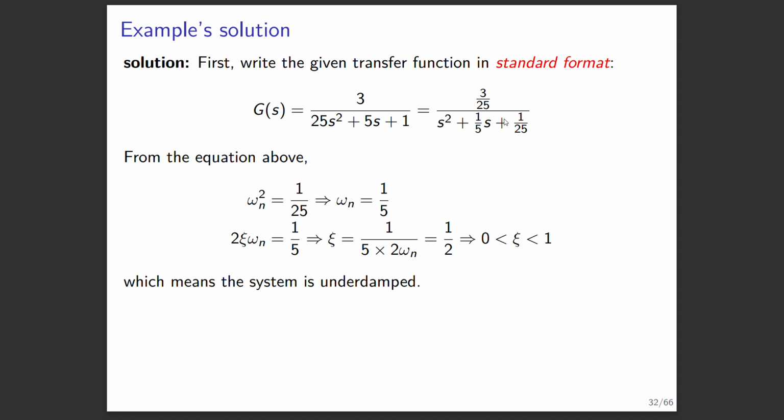Now that it's in standard format, this is 2c omega n, and this is omega n squared. If this is omega n squared, the square root of it gives me omega n. So omega n is 1 over 5. Then 2c omega n is 1 over 5 here. I substitute omega n with 1 over 5, and that tells me that c is half, which is between 0 and 1, and this means that the system is underdamped.